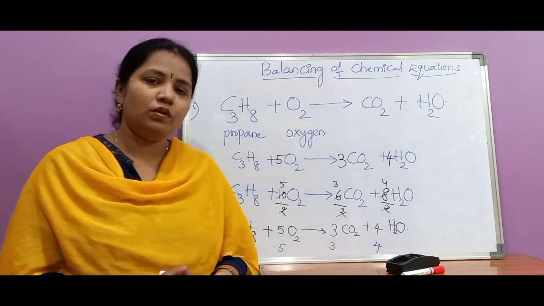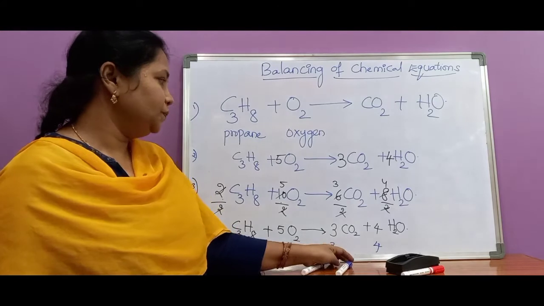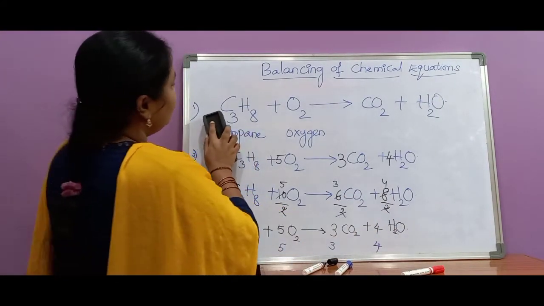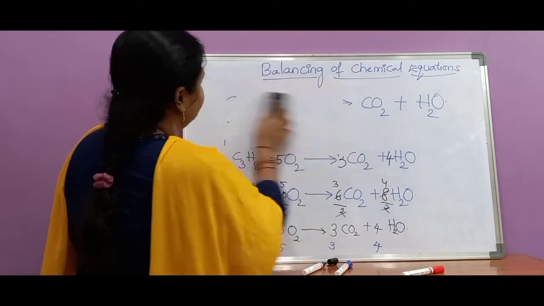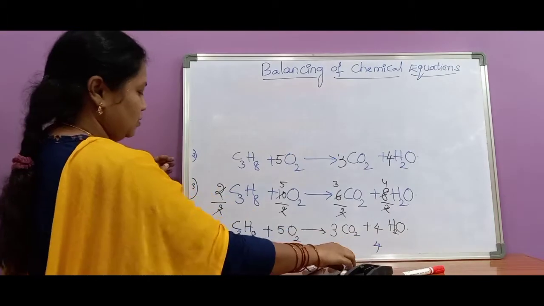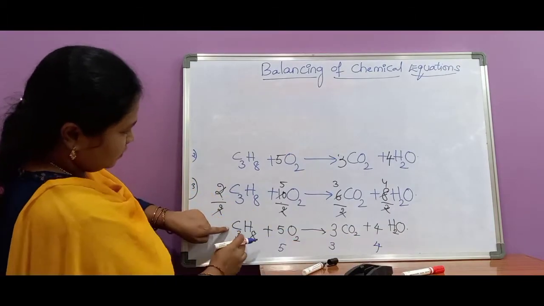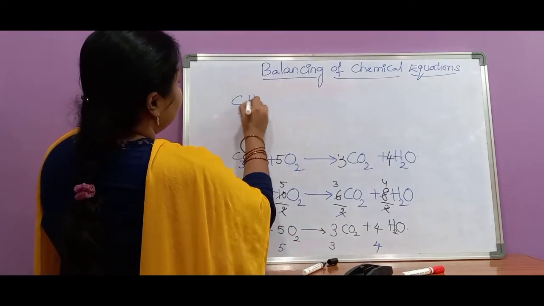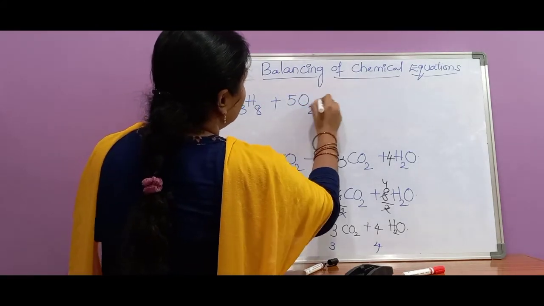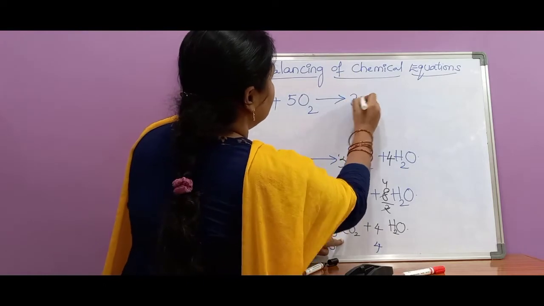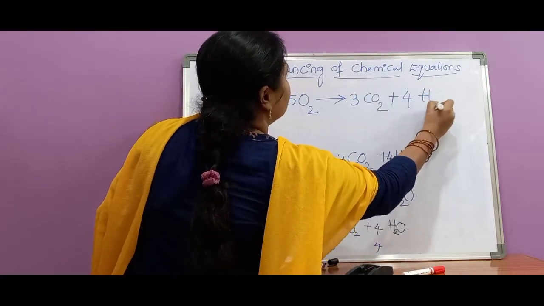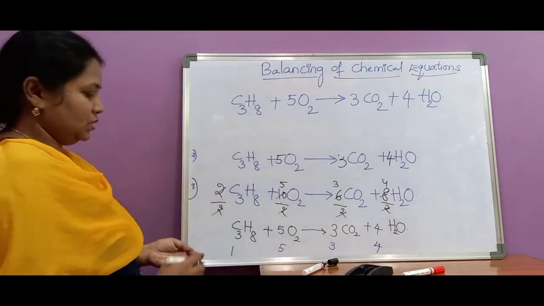And finally, what is our fourth step? In our fourth step, we have to write the fully balanced equation again, and we have to verify it. Fourth step is the verification of the chemical equation. What have we written? C3H8 plus 5O2 gives rise to 3CO2 plus 4H2O. These are the coefficients I have written.